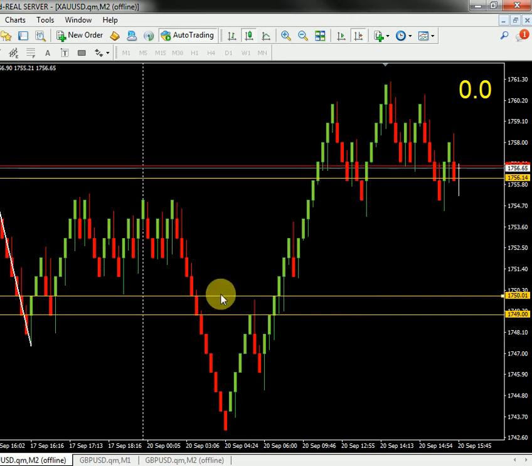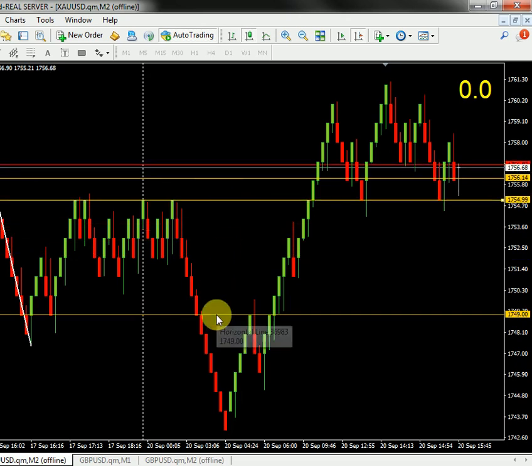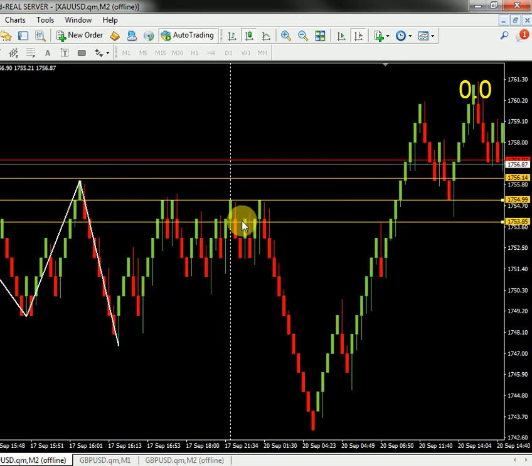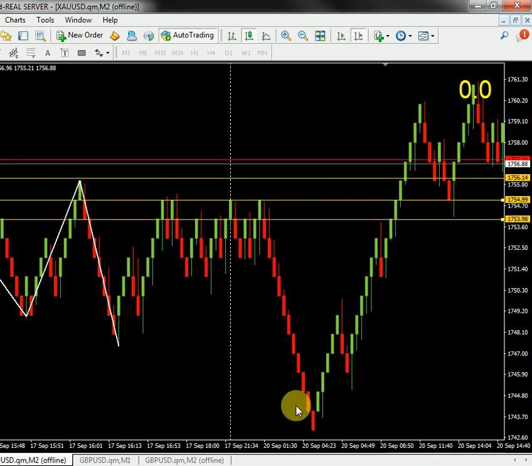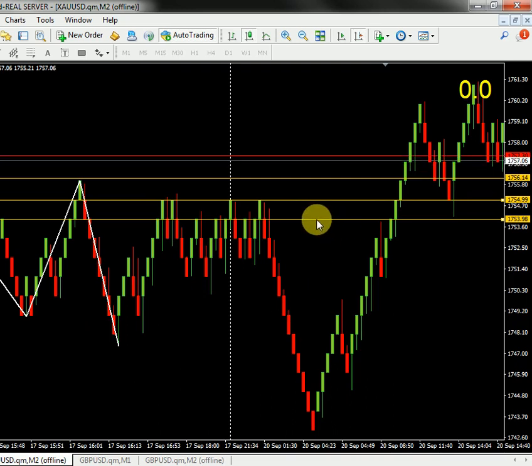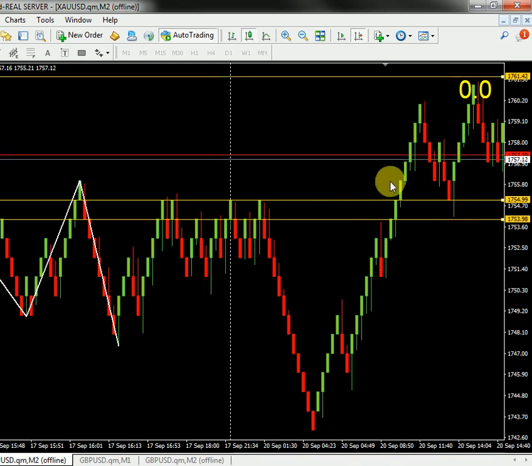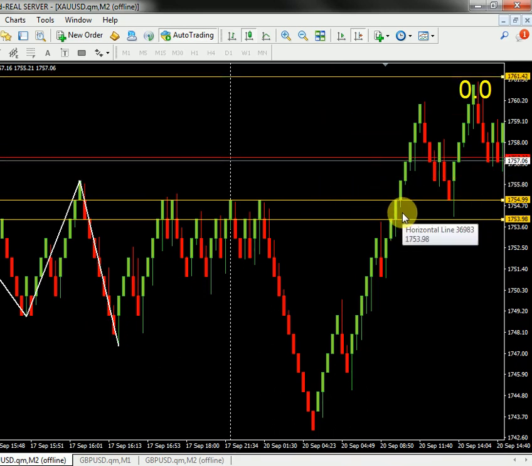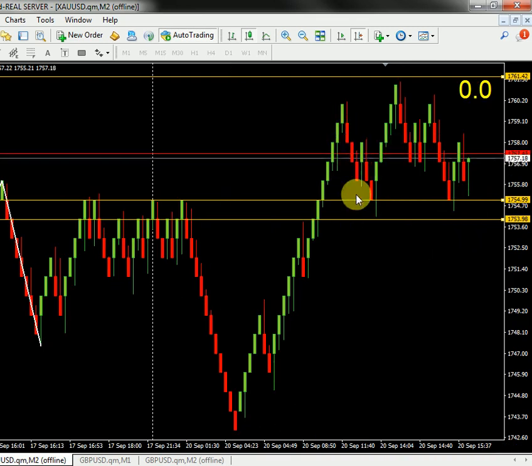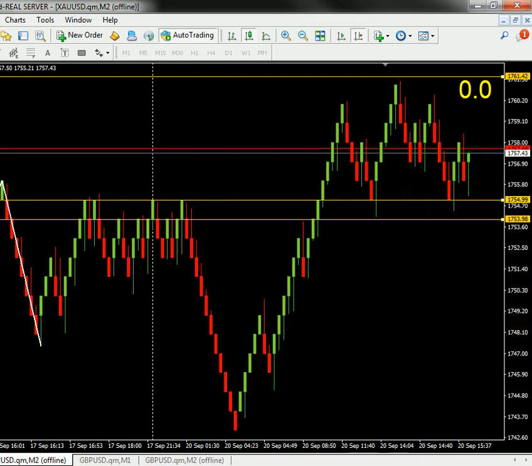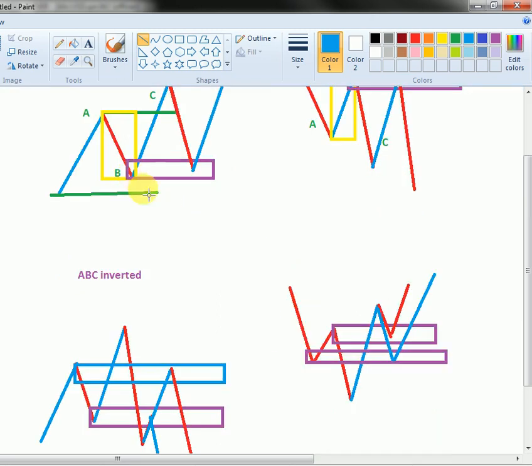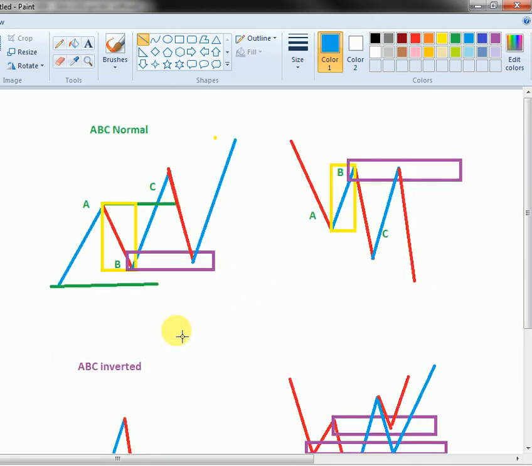So here we have a B position. Okay, here we have a B zone. This A, this B and this one C. So price comes here and then breaks out, and we need to cut loss if we have a sell position. So wait for price to come back to enter buy. Okay, so this is the example for these two setups, ABC normal and ABC inverted.